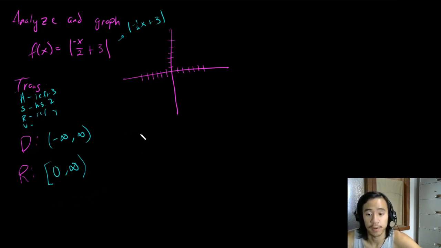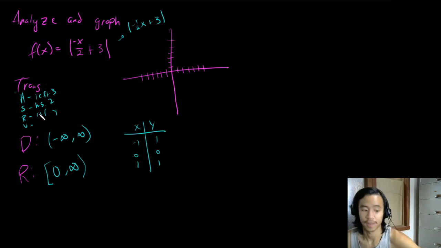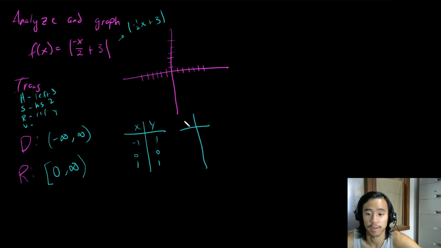Now we're going to table. So let's start with our parent function. Now we're going to do this. Remember, you have to do this in order. If you don't do this in order, then you're going to get it wrong for sure. So let's go left 3. Left 3 means subtract 3 from all of our x coordinates. So negative 1 becomes negative 4, 0 becomes negative 3, 1 becomes negative 2, and our y values stay the same.